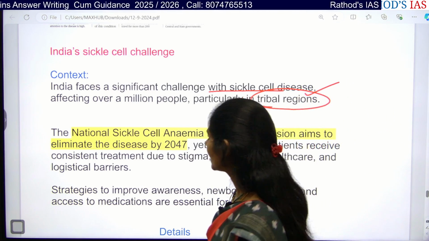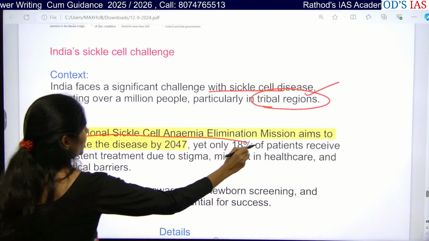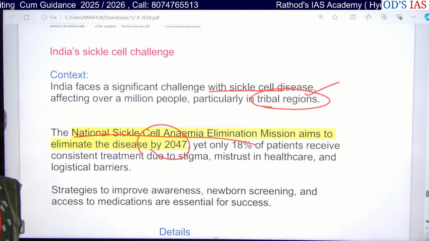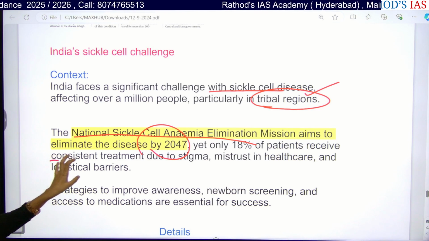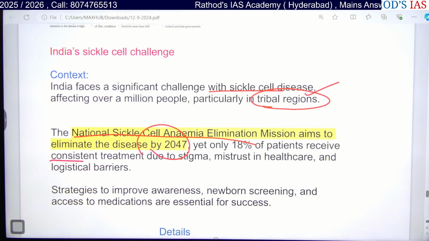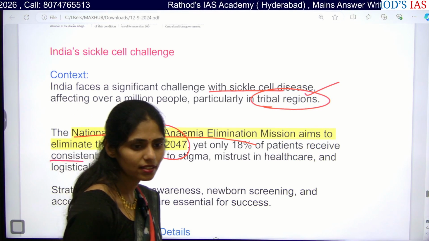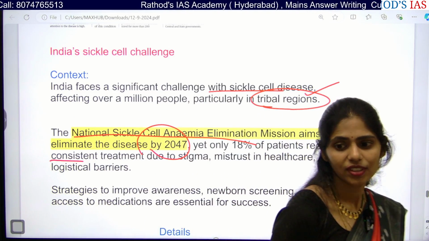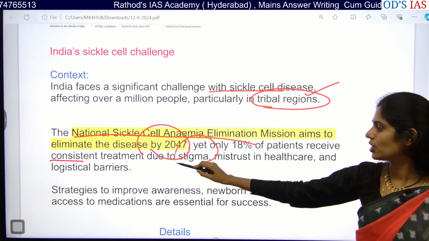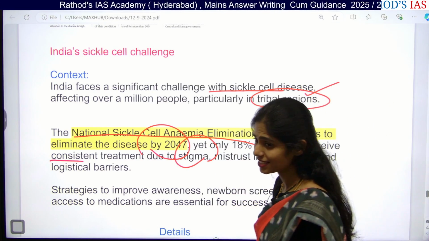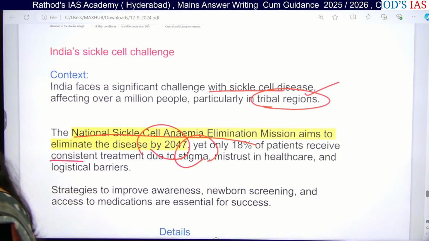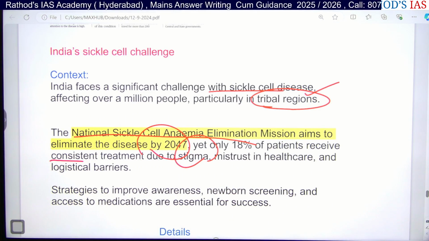Okay, so actually the target of the National Sickle Cell Anemia Elimination Mission is to eliminate this disease by 2047, but only 18% of people are taking consistent medication. Why only 18%? Why not 100%? Yes, awareness. Because of social stigma, if others know that so and so person is having that disease, what will they be saying? Social stigma, there is an inferiority complex.